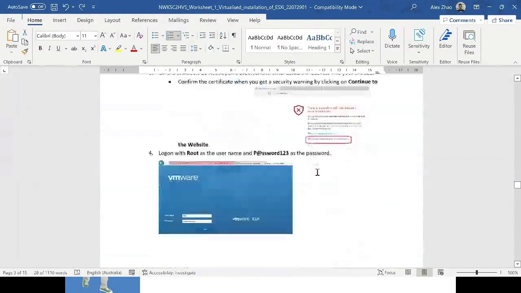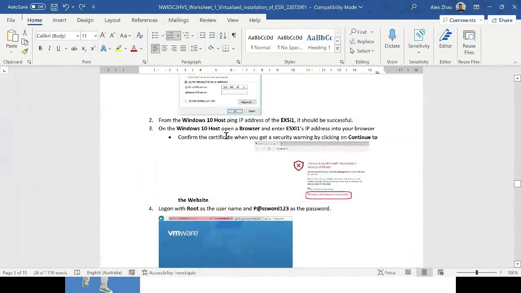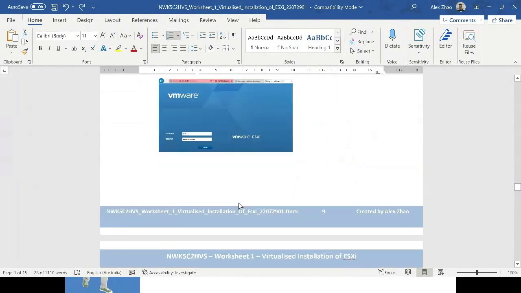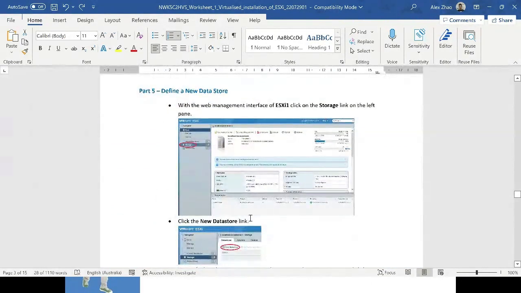So after that, you then use a second computer, Windows 10 client, you go to a web interface, you log in, and then you use the management interface here. Okay, but this is not on the ESXi server. That is remotely connected to it.